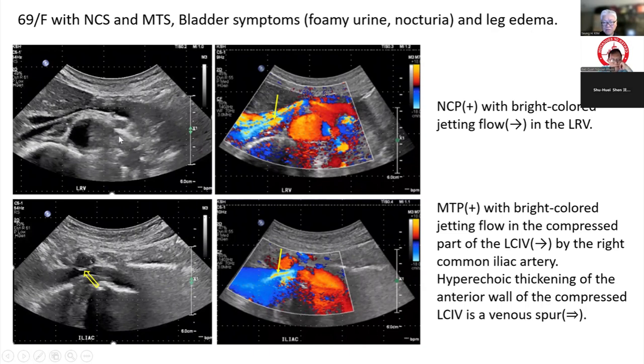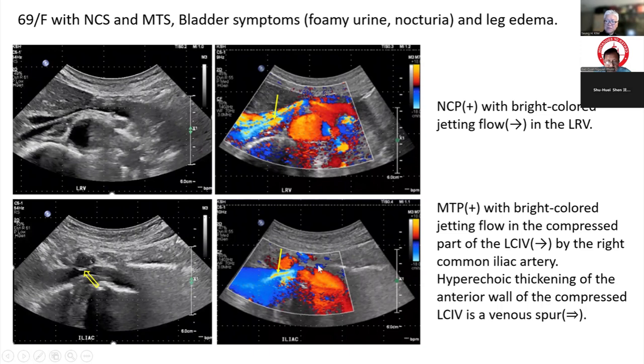And this is the left renal vein in grayscale and color Doppler. We see the bright colored jetting, so it was a nutcracker phenomenon, and because she had symptoms, we can call it nutcracker syndrome. And this is the left common iliac vein, and the right common iliac artery is compressing it here. As we saw in the previous case, we see echogenic thickening of the anterior wall of the compressed left common iliac vein. We call it a venous spur, and also at color Doppler ultrasound, bright jetting.